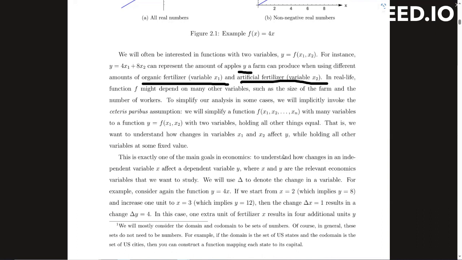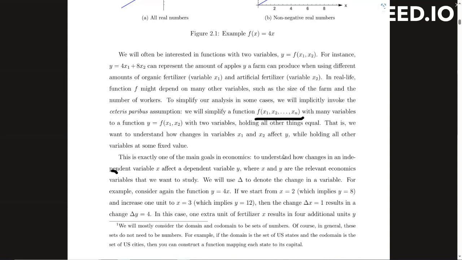Those are both independent variables. In real life, function f might depend on many other variables such as the size of the farm and the number of workers. To simplify our analysis, in some cases, we will implicitly invoke ceteris paribus. I can't even say it. It doesn't really matter. So we have this basic concept. It really doesn't mean a whole lot to the class, but this is a multivariable function.